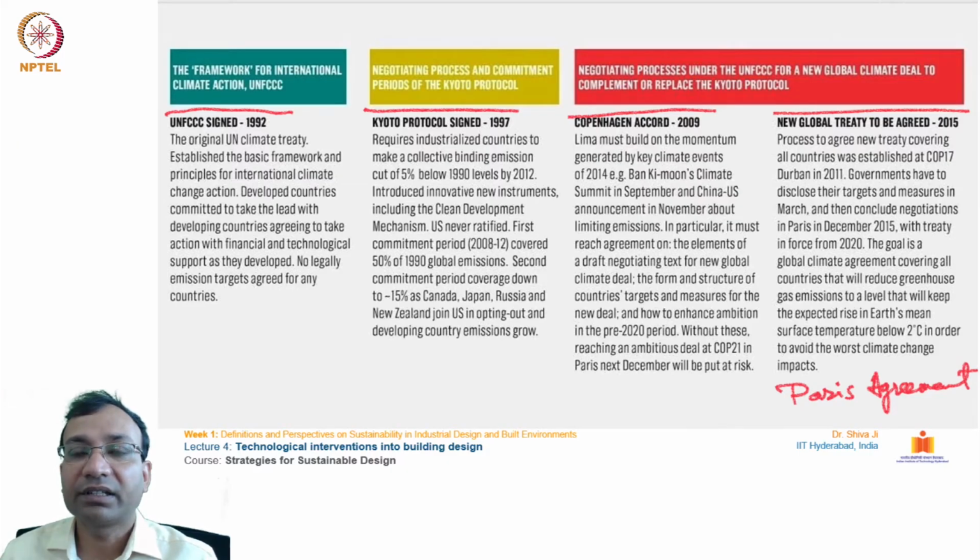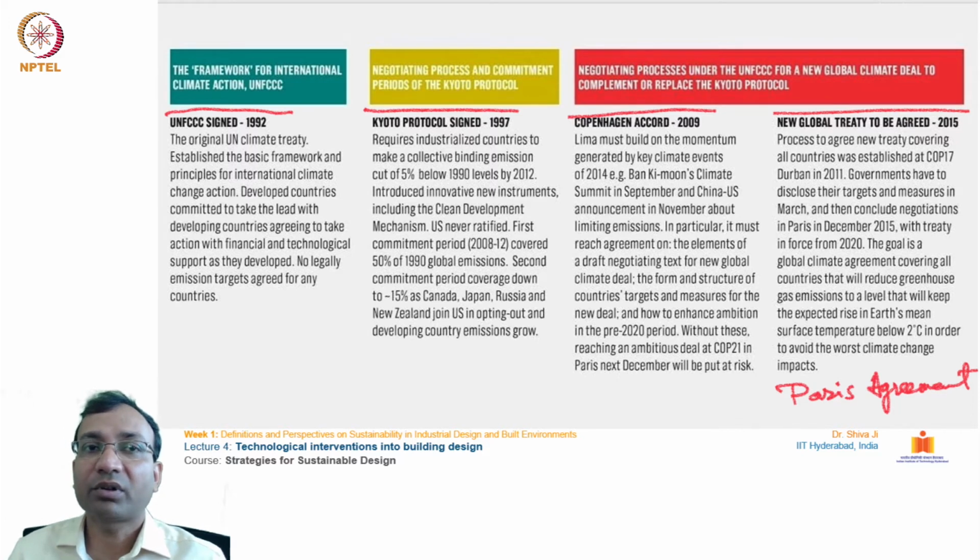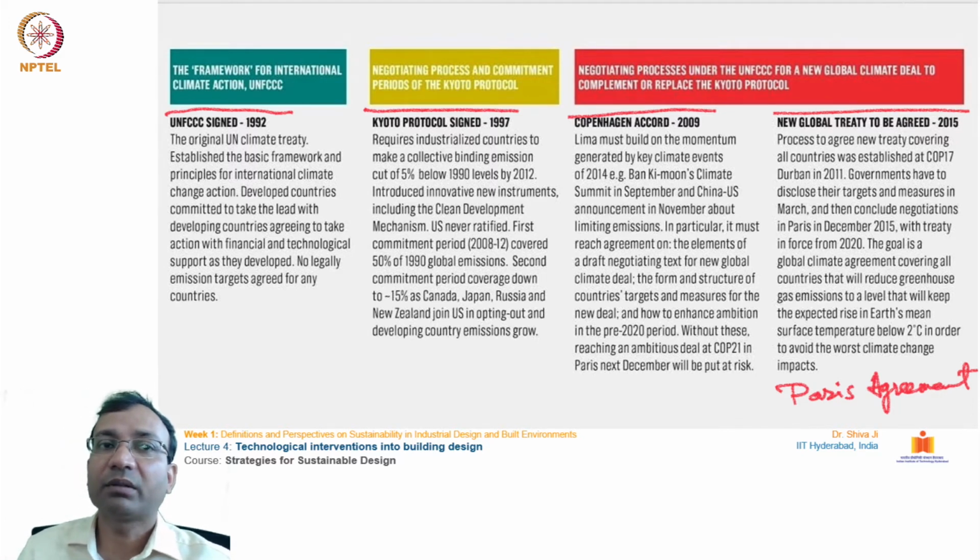Further, the Paris Agreement came in the year 2015. The new global treaty was agreed in 2015. The process to agree a new treaty covering all countries was established at COP17 in Durban in 2011. The governments had to disclose their targets and measures in March and then conclude negotiations in Paris in December 2015, with the treaty in force from 2020.